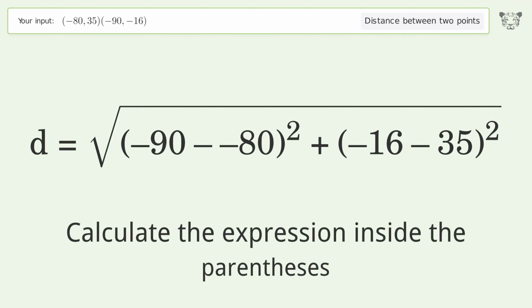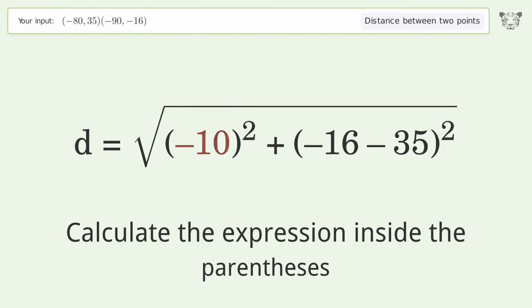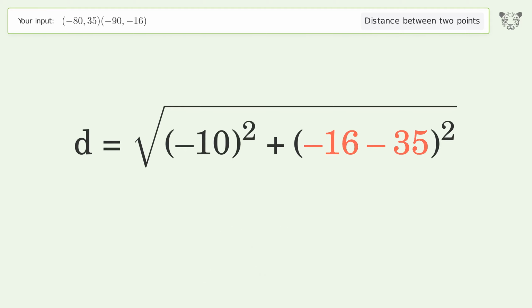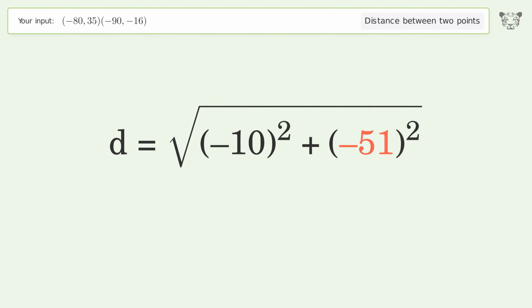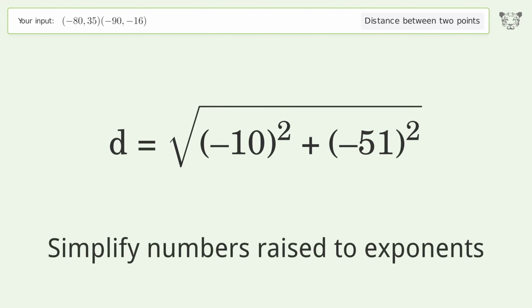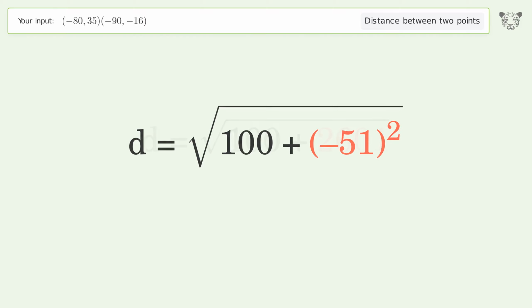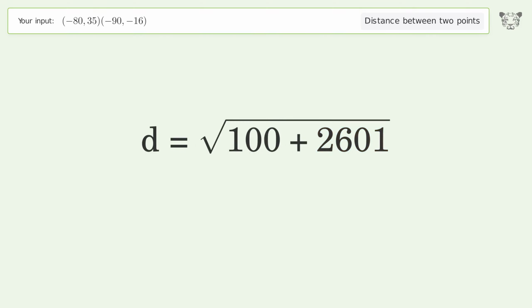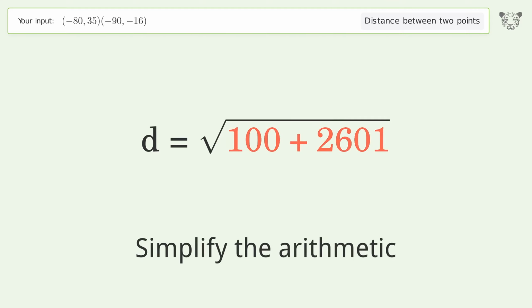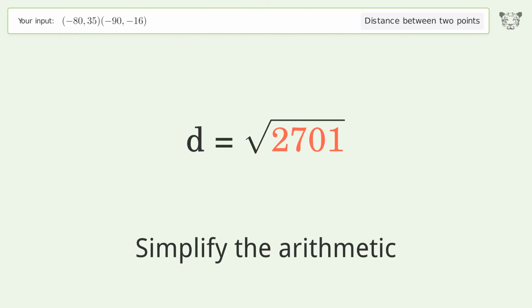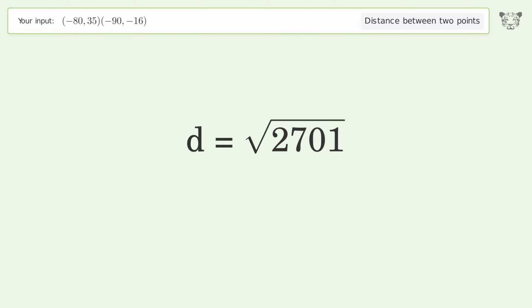Calculate the expression inside the parentheses. Simplify numbers raised to exponents. Simplify the arithmetic. And so the distance between the 2 points is the square root of 2701, or 51.971.